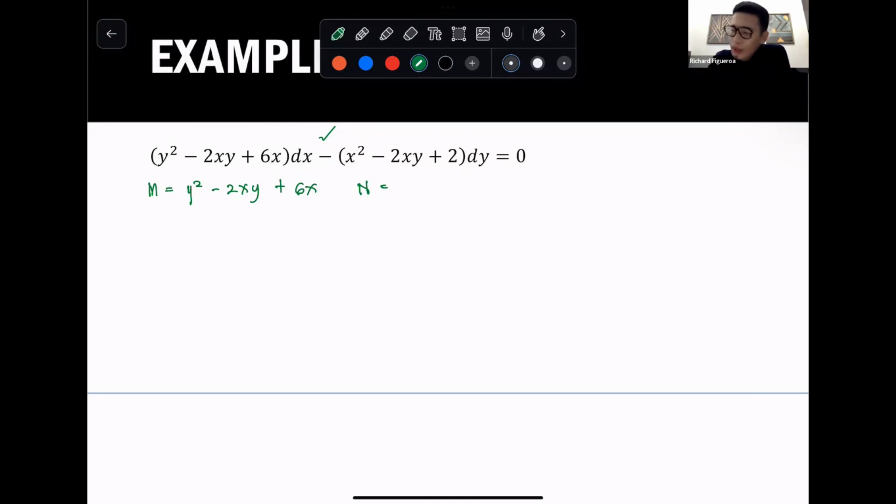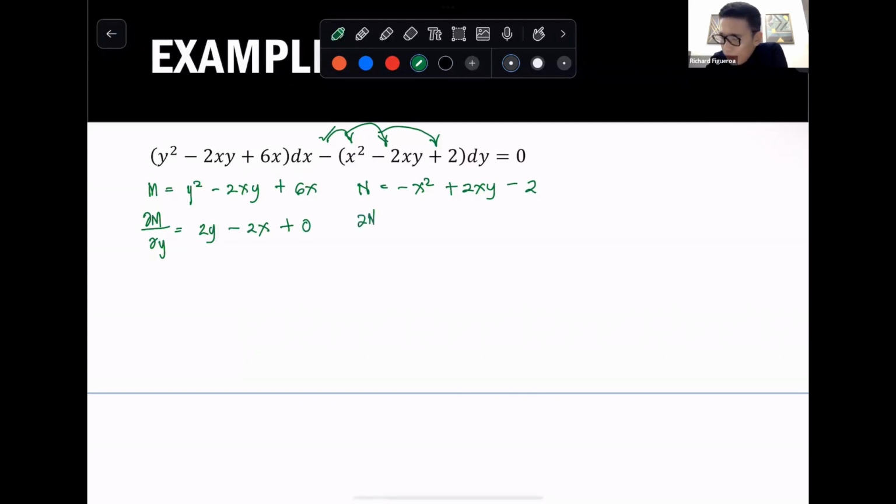So that is why, in this case, I need to distribute this negative. So I distribute ko siya dun sa loob. So that would make it negative x squared. Negative and negative, so positive 2xy, and then a negative 2. So negative x squared, positive 2xy minus 2. So we partially derive m with respect to y. So y squared lang ito, that would be 2y. Then minus 2xy, derivative ng y, it's 1, times negative 2x, it's negative 2x. Derivative of 6x, 6x is constant, so that will be 0.